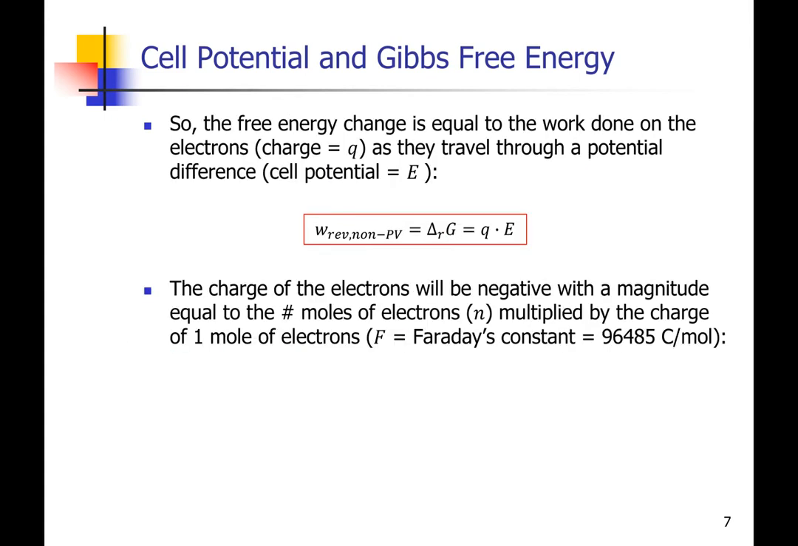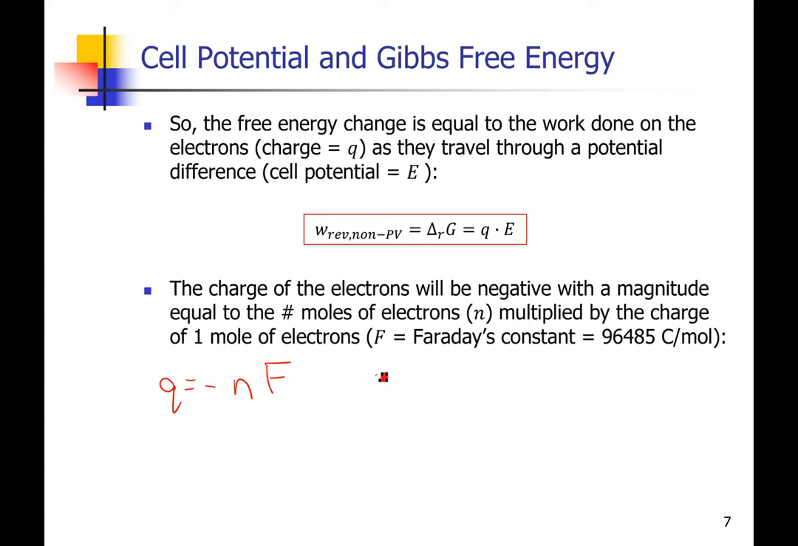So the work that's done on the electrons in an electrochemical cell is going to be a function of both the charge of those electrons and the potential difference that they're having to move through. And so we can say that the work is equal to that charge times the potential difference. Now, the charge of the electrons is going to be equal to the number of moles of electrons times the charge per mole of electrons, Faraday's constant, 96,485 coulombs per mole. And of course, electrons have a negative charge.